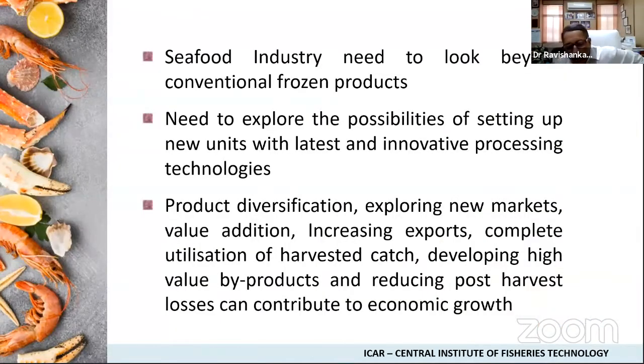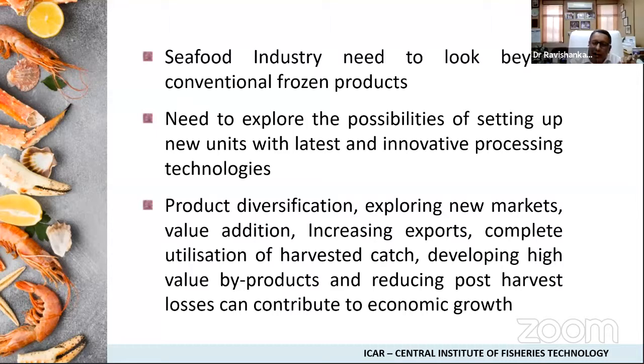And what I would like to summarize before I tell a few slides about the incubation: the seafood industry needs to look beyond the conventional frozen products. We need to explore the possibility of setting up a new unit with the latest and innovative processing technologies. What is important is product diversification, exploring new markets. We should be talking of value addition, increasing exports, and complete utilization of the harvested catch. And developing high value byproducts. Automatically, this will reduce the post harvest losses. And all this will definitely help us in economic growth.